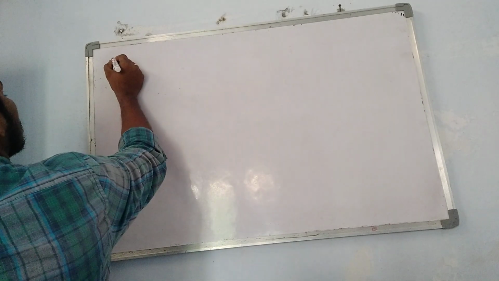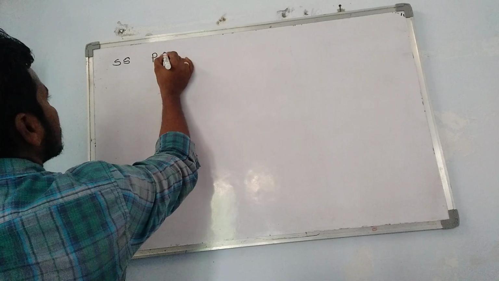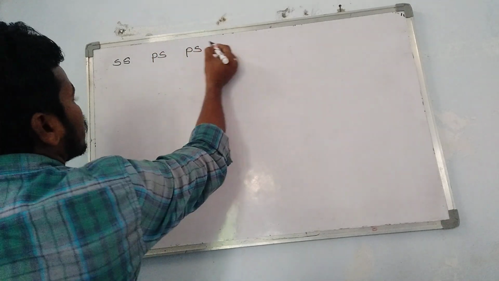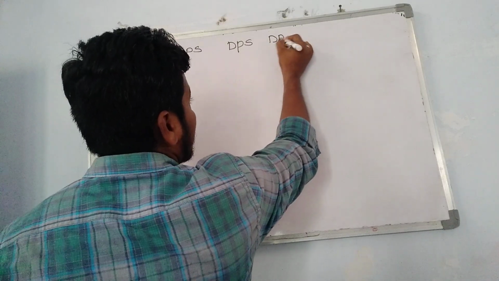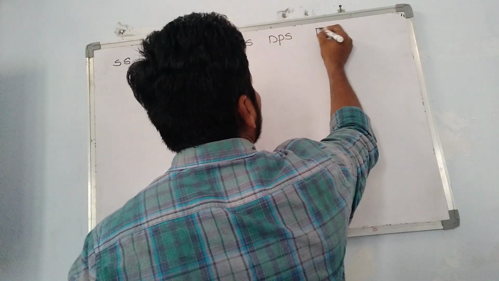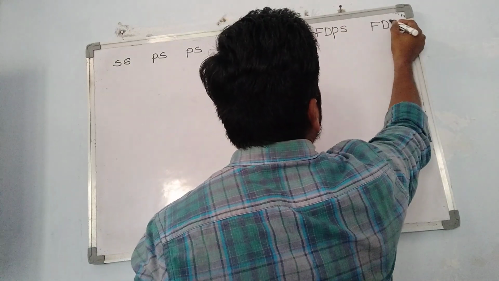So here, once again, I am writing the trick. See here, first you have to write s once, and next p twice, and next d, p, s, next f, d, p, s. You have to write like this.